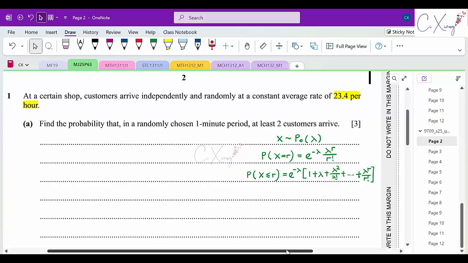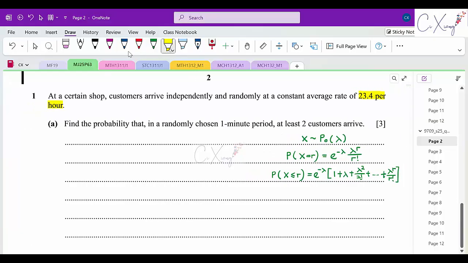Then let's have a look at this question. They want us to find the probability that in a 1 minute period, at least 2 customers arrive. We are given the lambda for 1 hour, but they want us to calculate the probability for 1 minute. Therefore, before we get the probability, we need to change the lambda first, from per hour to a 1 minute period. 23.4 is for 60 minutes, right? To make it the lambda for 1 minute, you have to divide it by 60 minutes. The lambda for 1 minute here will be equal to 0.39.